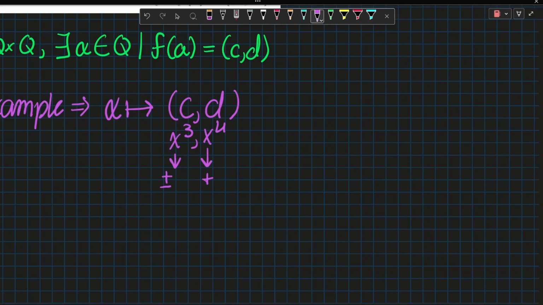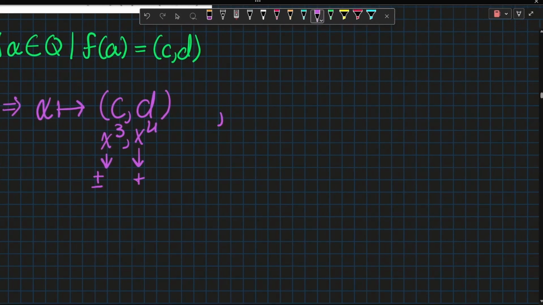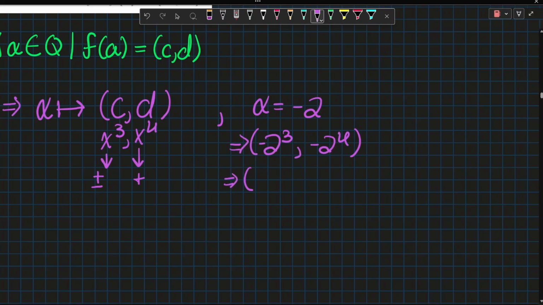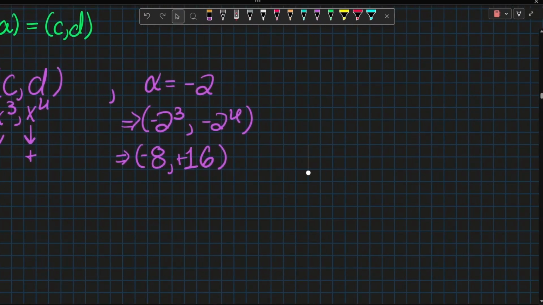Every value it gets, so alpha, must be positive, which means, for example, if we had alpha being negative 2, our pair would be negative 2 to the 3, comma, negative 2 to the 4, right? Which would be negative 8, comma, positive 16. So this is what we got immediately from the function.